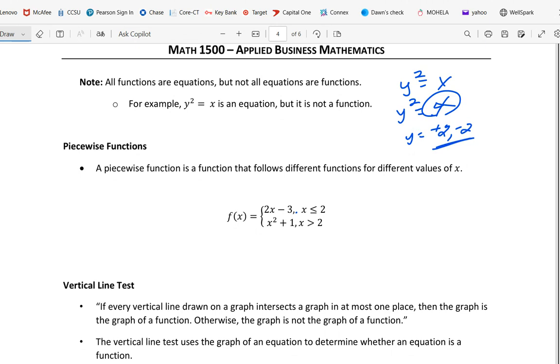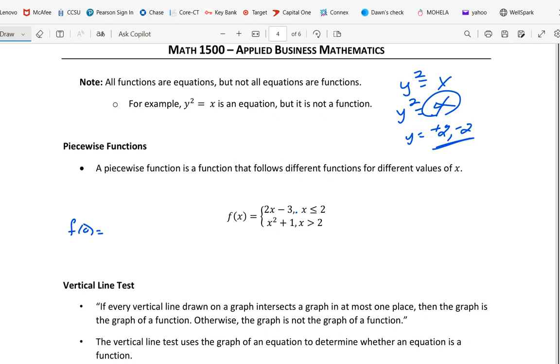Notice also there's restrictions here. I use the top part of the function, the 2x minus 3, for values of x that are less than or equal to 2. I use x squared plus 1 for x values greater than 2. So let me squeeze in some problems here.